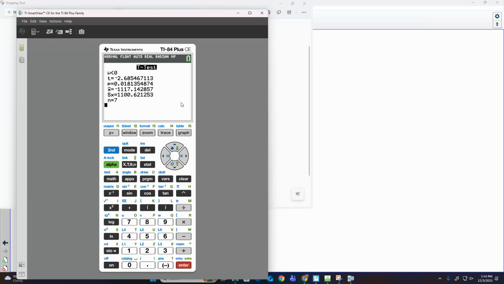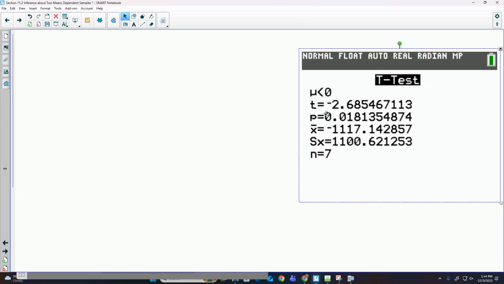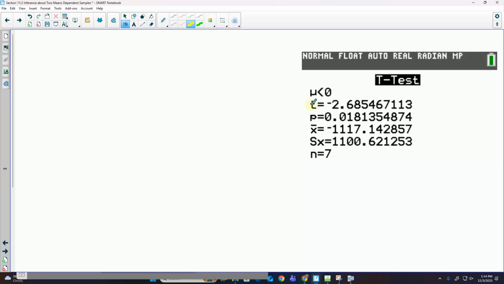What I would expect you to write down would be your T and your P. The T is -2.6855, the P 0.0181. I didn't give you the alpha level. Let's say alpha was 0.05. Would this be significant? If alpha were 0.05, this is smaller than alpha, isn't it? Yes, so that would tell us to reject the null hypothesis. There would be evidence that the car repairs were higher.